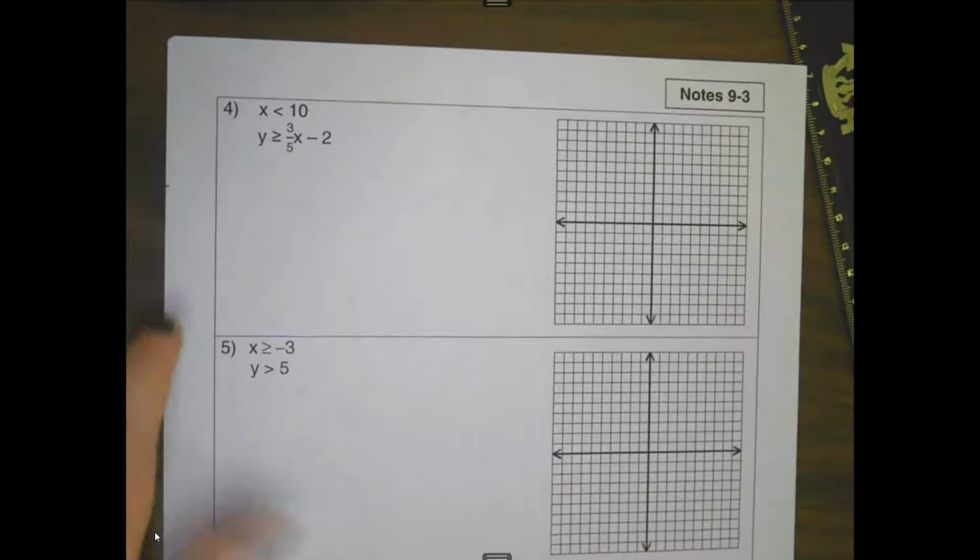All right, let's flip to the other side. I want you to do number 4 by yourself. If you want to do 5 by yourself too, I'm going to pause the video. I want you to pause the video. When you're done, I want you to push play and the answer will be there.